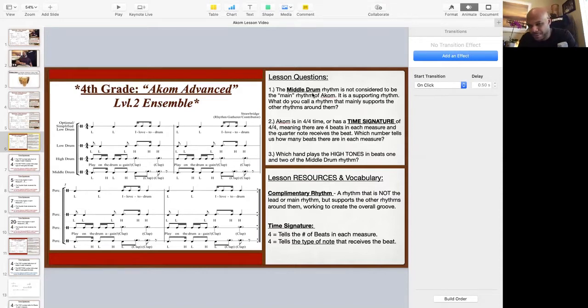Some people might call it supporting, or it is a supporting, but it's a complementary rhythm. That is the musical term. All right, let's go through again. And this time, say the words with me.